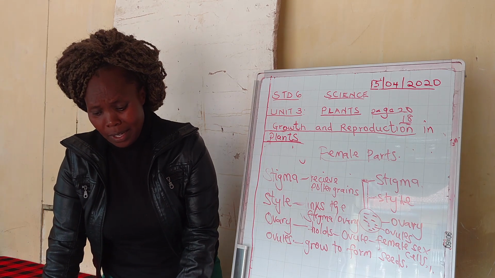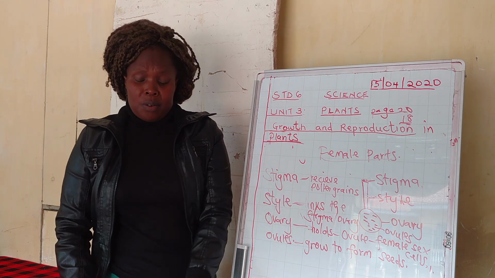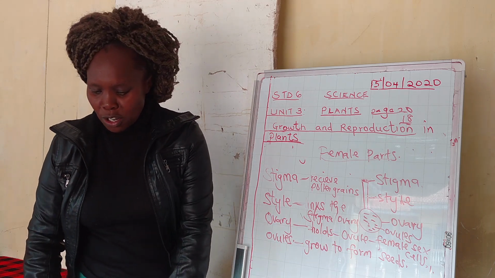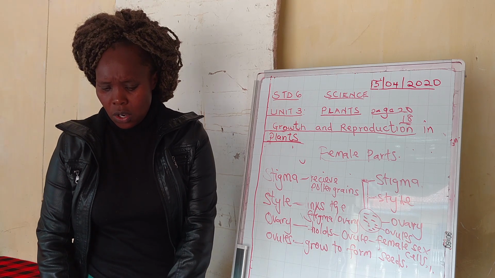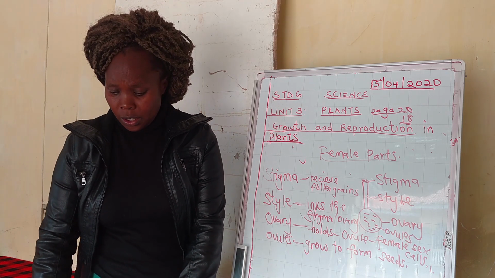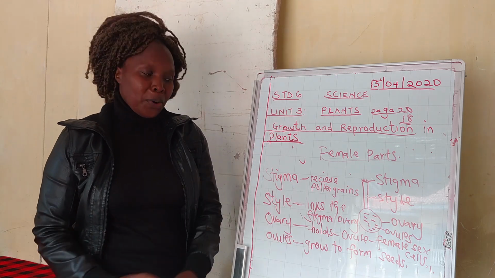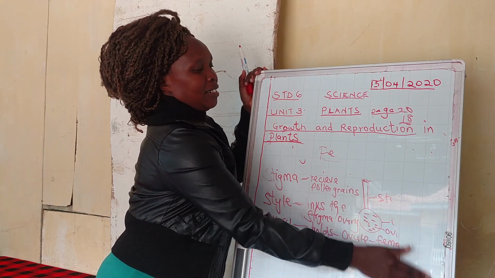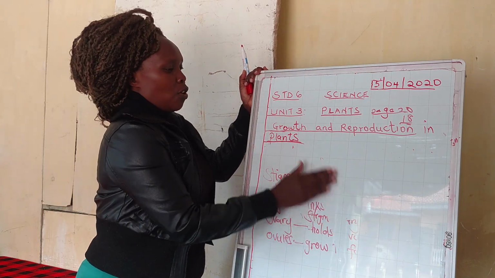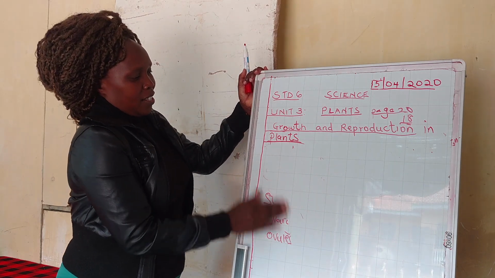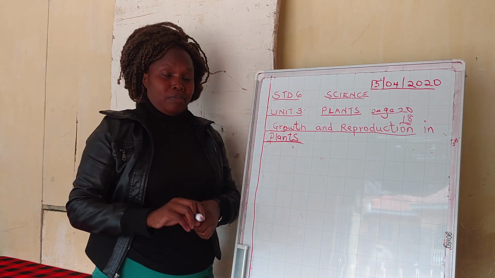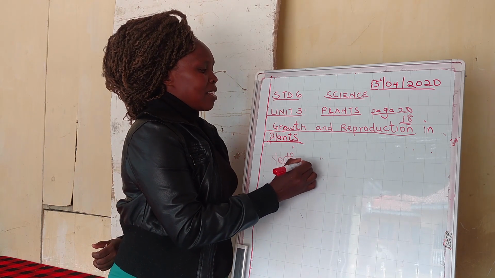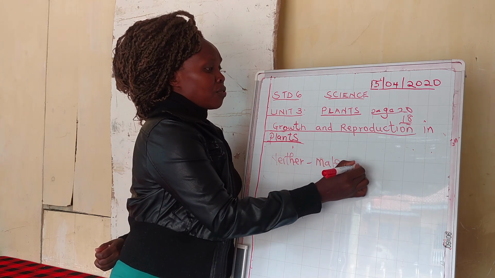Let's have a look at how the flower now germinates. It's going to take us to our subtopic, which is called pollination. But before we go to that, I know most of you are asking about the other parts of the flower. There are some parts of the flower which are neither male nor female.